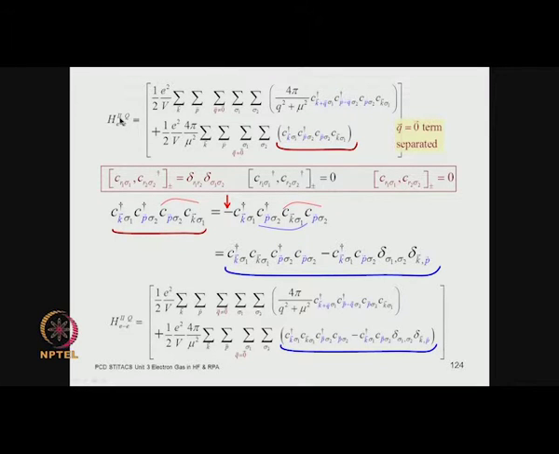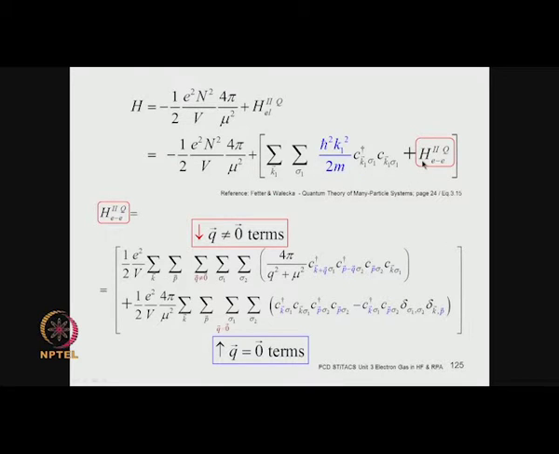The electron Hamiltonian in the second quantized notation, with the second q written as a superscript, becomes: the first term is the same, which is 4 pi over q square plus mu square, and these creation and destruction operators. In the second term, the first term corresponds to q not equal to 0, but it is the q equal to 0 term which is now written in these 2 pieces. Okay? This is the complete picture.